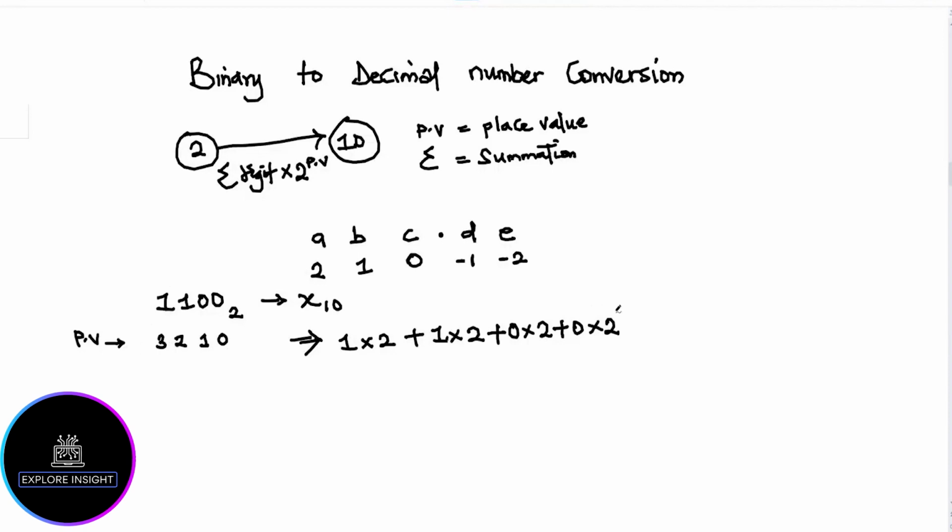So let's follow that. We have 0, 1, 2, and 3. So 2 raised to power 3 will be 8, plus 2 raised to power 2 will be 4, plus 2 raised to power 1 will be 2, but 0 times 2 will be 0. 2 raised to power 0 is 1. 0 times 1 will be 0. So at the end of the day, we are going to have 12. So it means 1100 in base 2 will give us 12 in base 10. So our x is equal to 12.